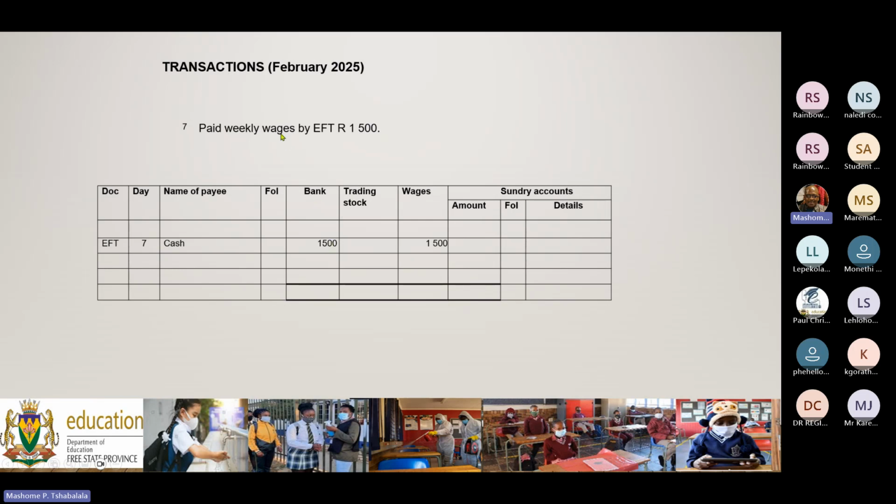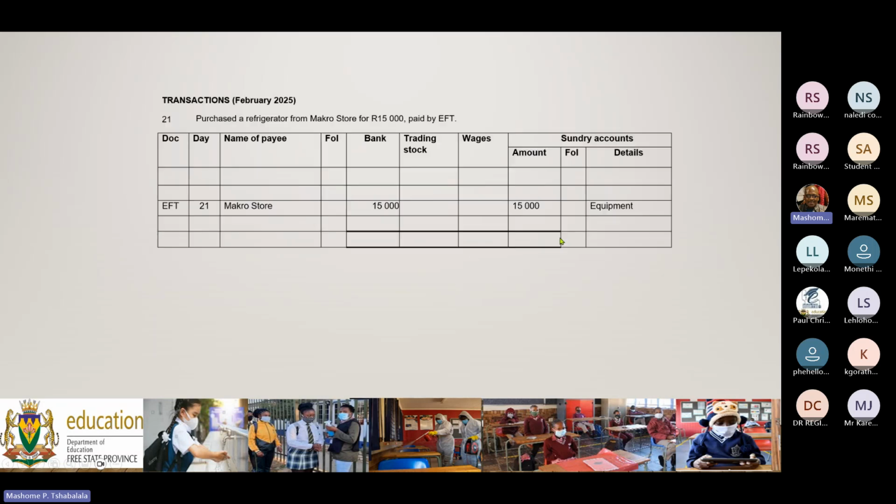Look at the account that is affected by this transaction. It is wages. It means bank is compulsory, it is there. Then the contra account is wages. The amount was paid for wages. Therefore, it goes straight to the column of wages. We'll write 1,500. Under sundry accounts, not affected at all.